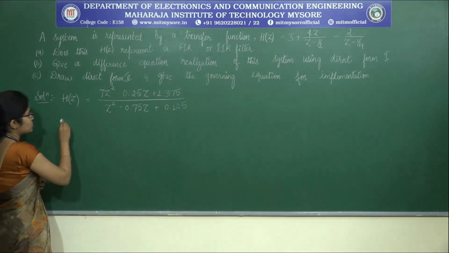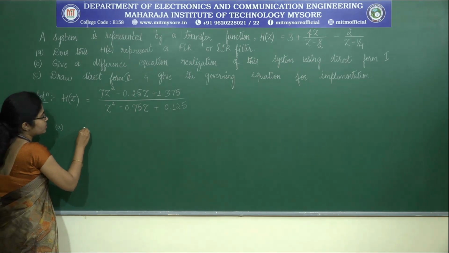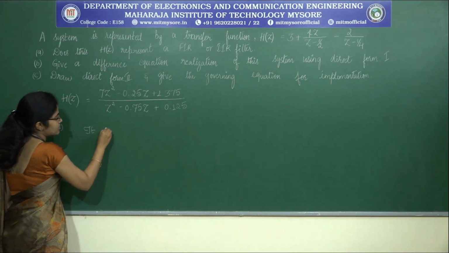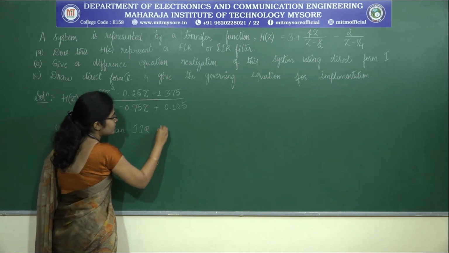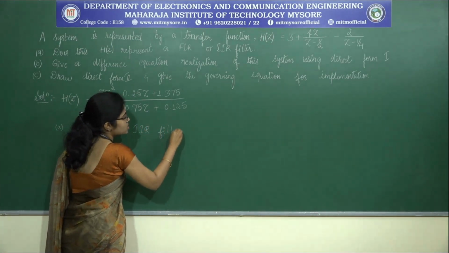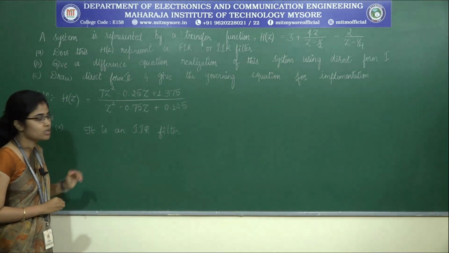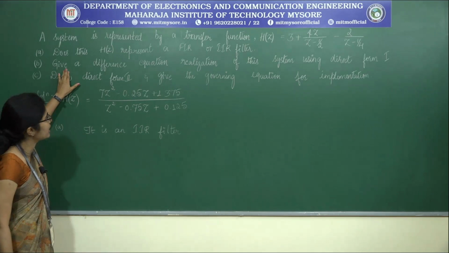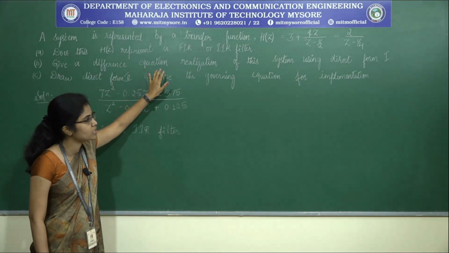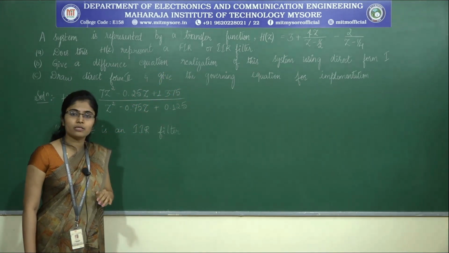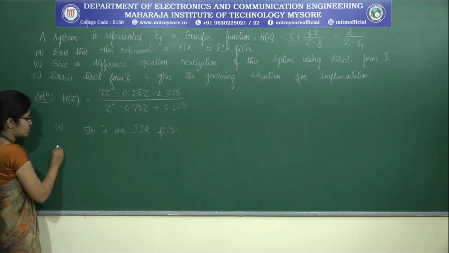So what is the conclusion for the first question, question A? Therefore, it is an IIR filter. Why is it an IIR filter? It is having both zeros as well as poles. So this completes the first question. Moving on to the second question, they are telling us to find out the difference equation, and then draw it using direct form 1 structure. Let us start with the second question, that is question B.